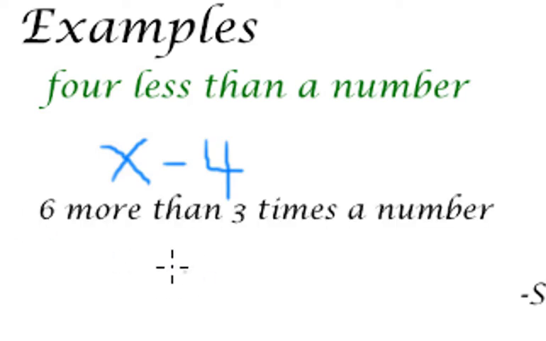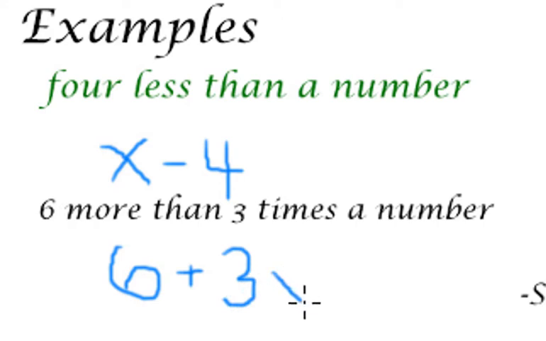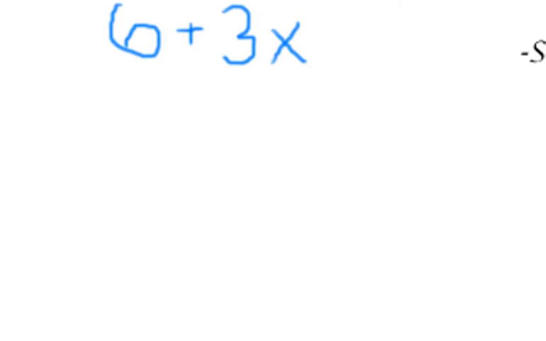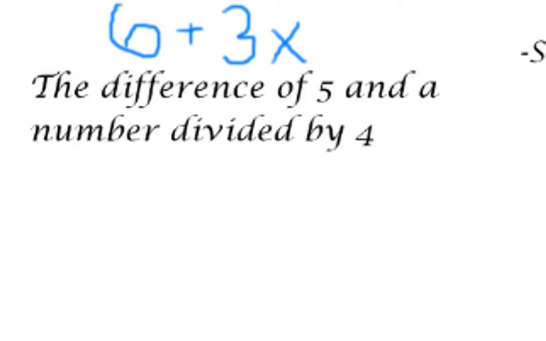So let's take a look at 6 more than 3 times a number. Now we have multiple operations, multiple things happening in one expression. 6 more than, so 6 plus 3 times a number. So 3 is going to be multiplied by a number, which is our variable x. 6 more than 3 times a number, 6 plus 3x.